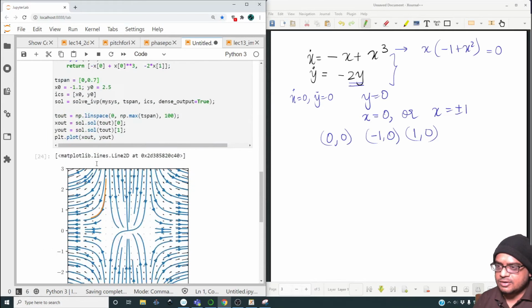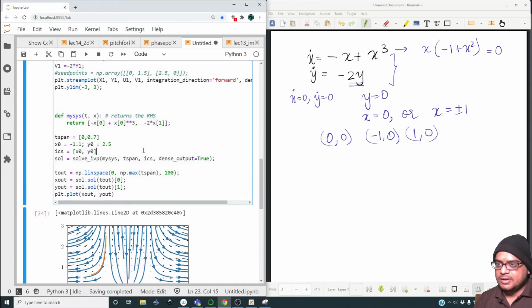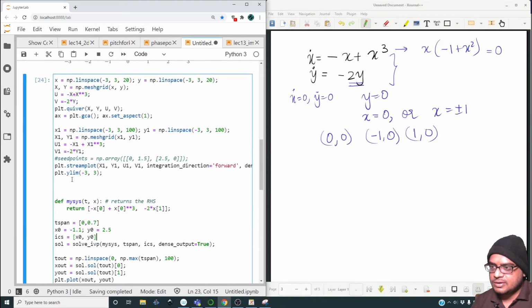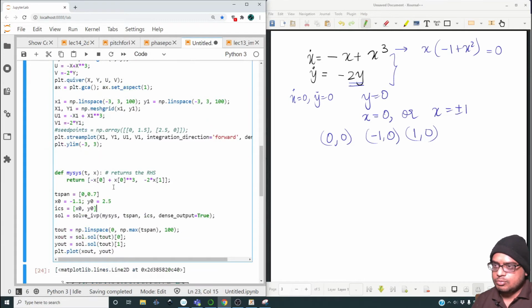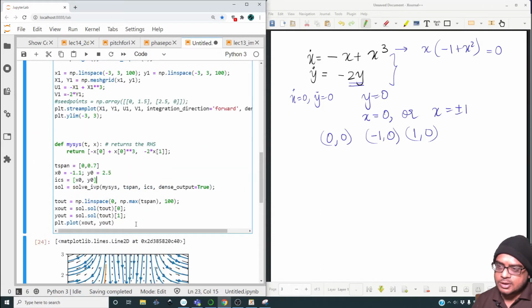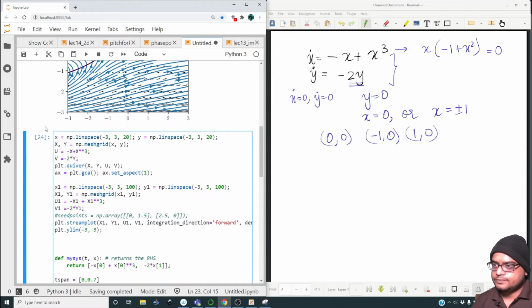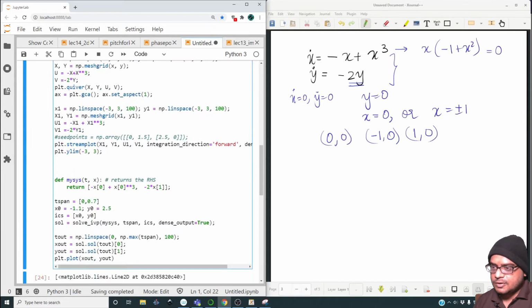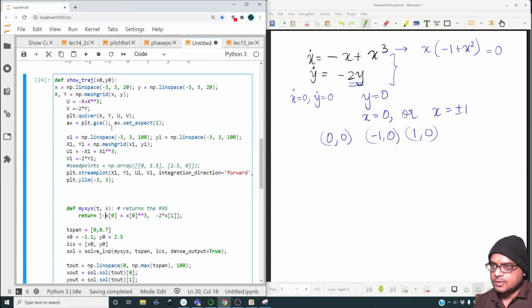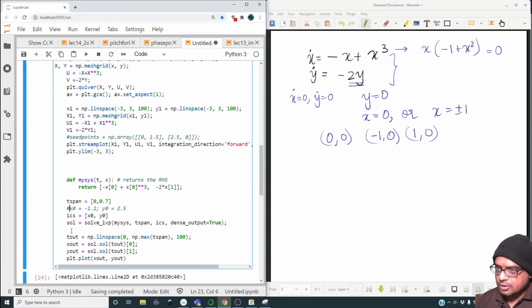I've changed the t-span so that the trajectories are not flying off to infinity or minus infinity. And let us wrap this entire thing inside a function so that we can probe the different initial conditions. So show_traj(x_naught, y_naught). We will wrap all of this. Okay, x naught, let us give some default values. Okay, that's fine. Let us comment out this particular line.